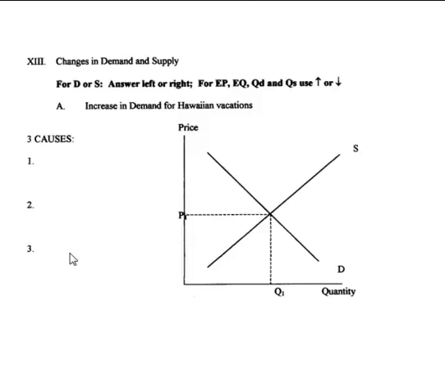So what I've got is a supply and demand curve. I've got my equilibrium price P1, my equilibrium quantity Q1. And what I want to do is increase the demand for Hawaiian vacations. So what would that look like on a graph? Hopefully you realize that you'd have to draw a whole new demand curve shifted to the right. So let me scroll down to that.